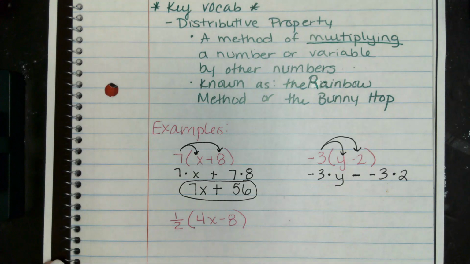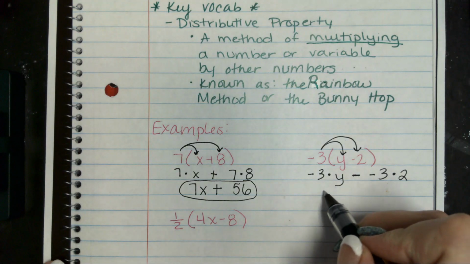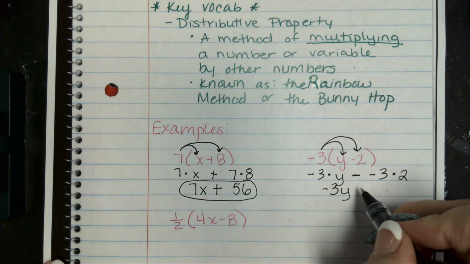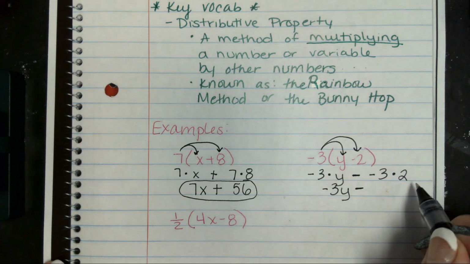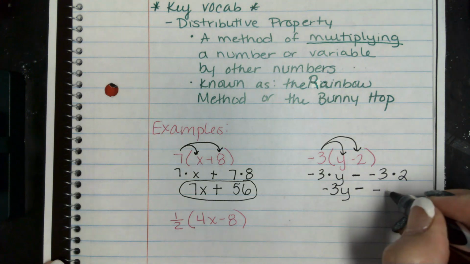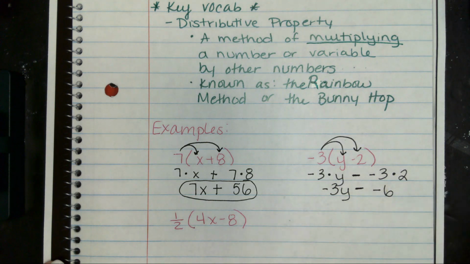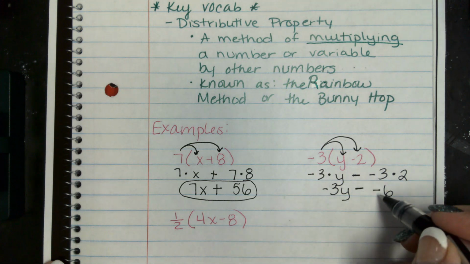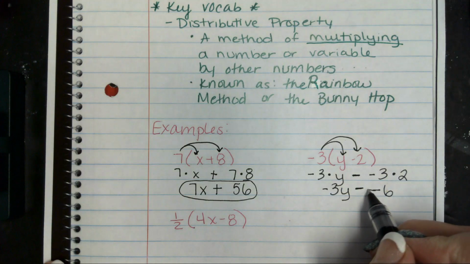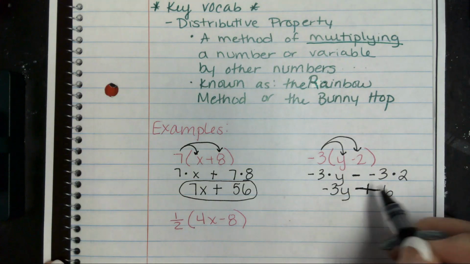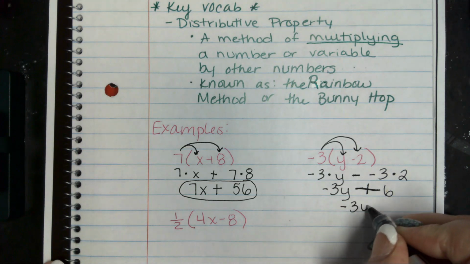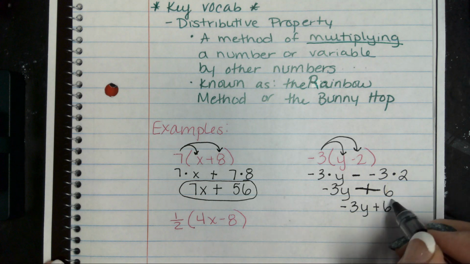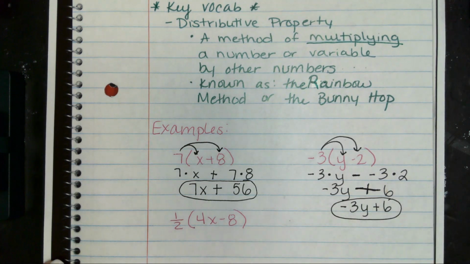Now we get to multiply out. So I have -3 times y, which gives me -3y. I bring down my minus sign, and then I go -3 times 2, which is going to be -6. We run into something here, though. I have a minus and a negative. When this happens, they combine together and create a positive. So what I end up with is -3y plus 6. And that would be our final answer.